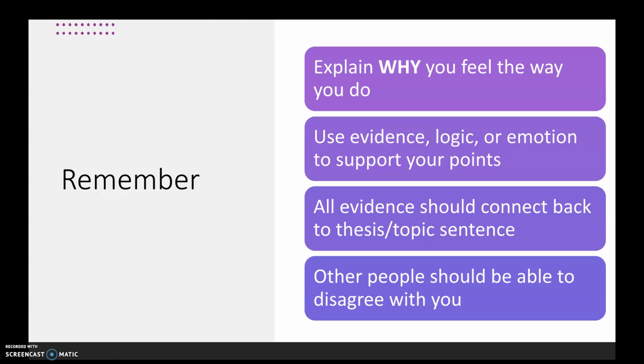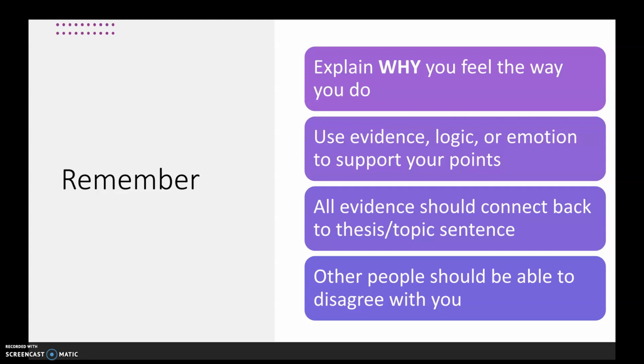But before you do that, just some tips and some things to think about where students tend to get stuck on this. It's really important to explain why you feel the way you do. Your reader may not have the same thought process as you do, so even if you say something and it sounds obvious, the reader may not come to the same conclusion unless you explain why you think the way that you do or feel the way that you do. Then they're more likely to agree with you.